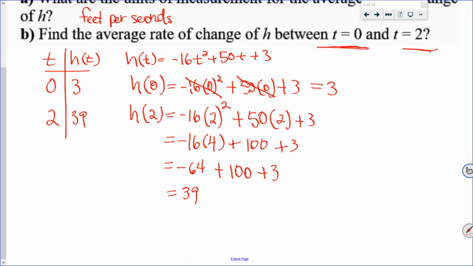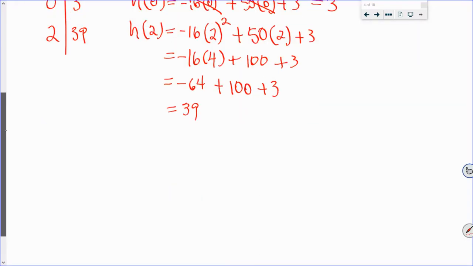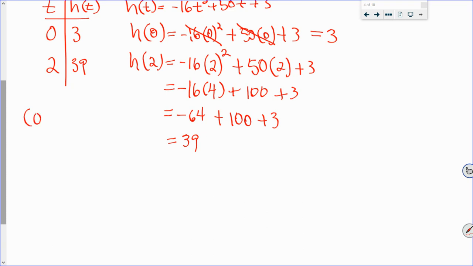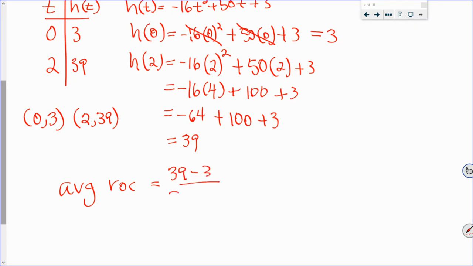So it's asked us to find the average rate of change. To find the average rate of change, I have 2 points. I've got 0, 3, and I have 2, 39. To find that average ROC, rate of change, take 39 minus 3, that's my delta y, over 2 minus 0. 39 minus 3 is 36, divided by 2 is 18.